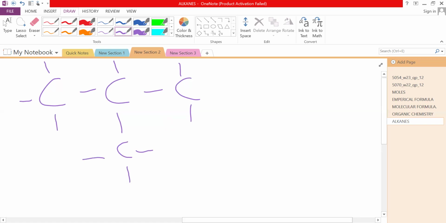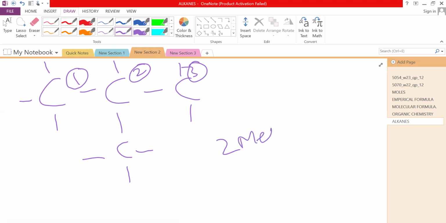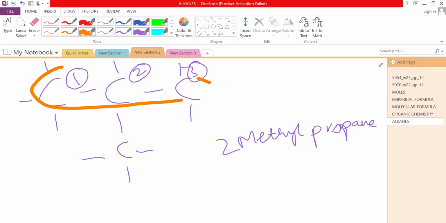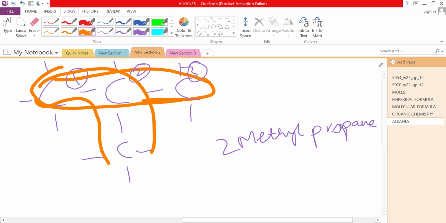So the branch is on the second carbon. If we start counting from left or right, the branch will remain on the second carbon. So let's start from left, 1, 2, 3. And the branch is on second carbon. So it will be 2-methyl propane. It is propane as it contains 3 carbon. If we see like this, here are also 3 carbon, and if we see like this, here are also 3 carbon.